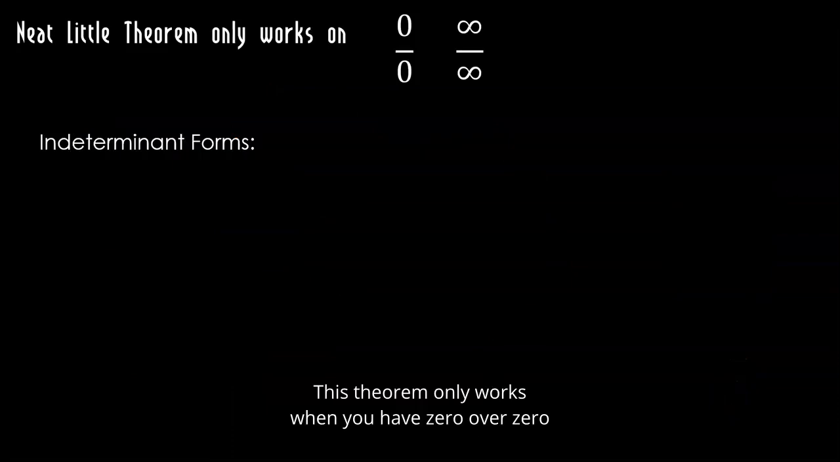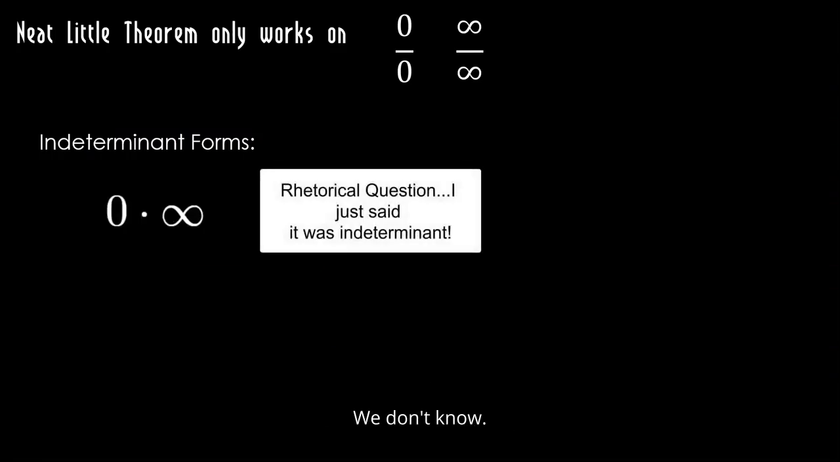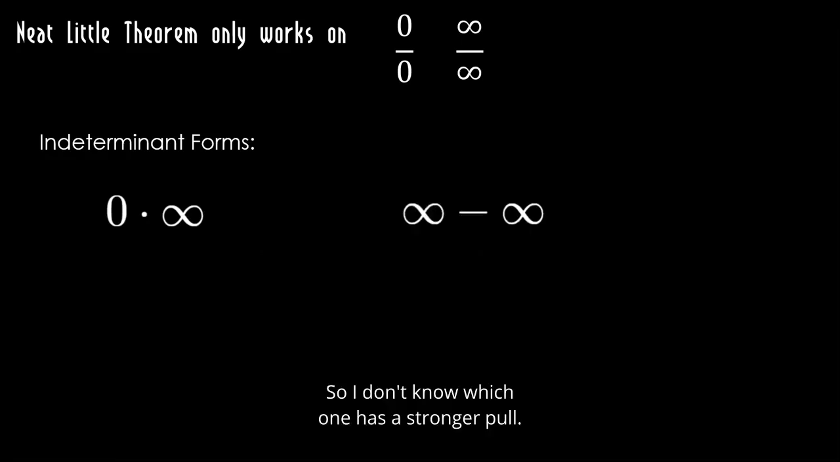This theorem only works when you have 0 over 0 or infinity over infinity. There are other indeterminate forms. 0 times infinity, what is that? We don't know. 0 times any number is 0, but infinity is not a number, it's a concept, it's funky. So I don't know which one has a stronger pull. Here, infinity minus infinity. See, there are different sizes of infinities. Which one is going to prevail? Is it going to be 0? Is it infinity? Is it pi? I don't know. It could be all kinds of things.